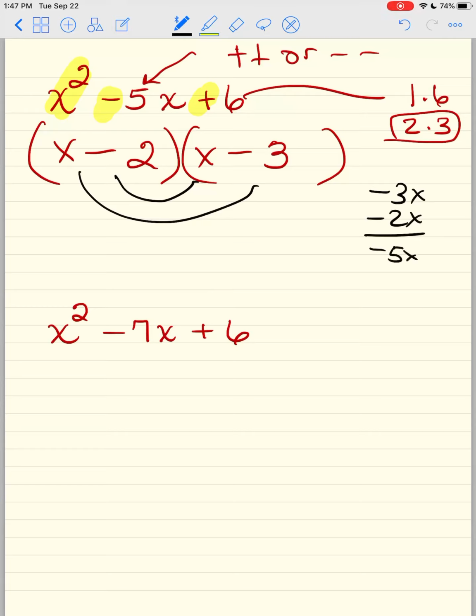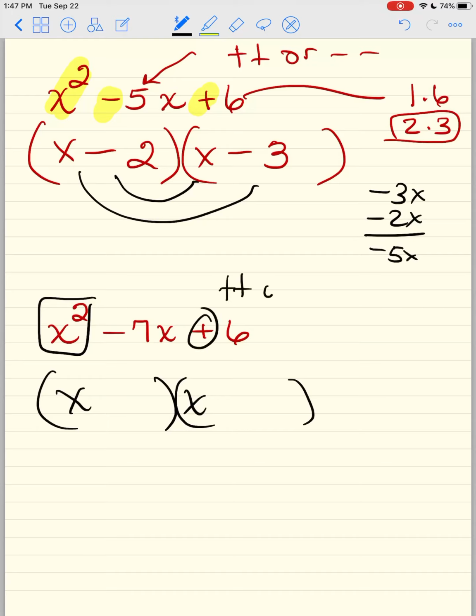Let's try another one. You can always pause the video and try it yourself. Two parentheses, x and x, because that's what gives me the front. Positive, positive, or negative, negative. I'm going to choose the middle sign. What gives me a 6?